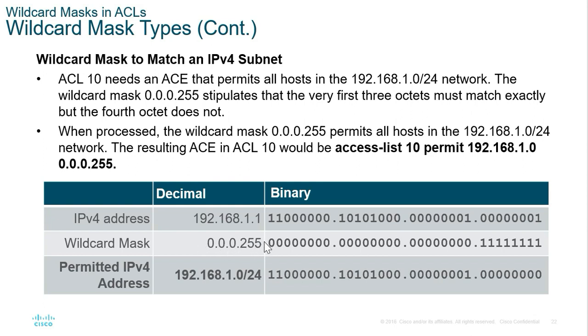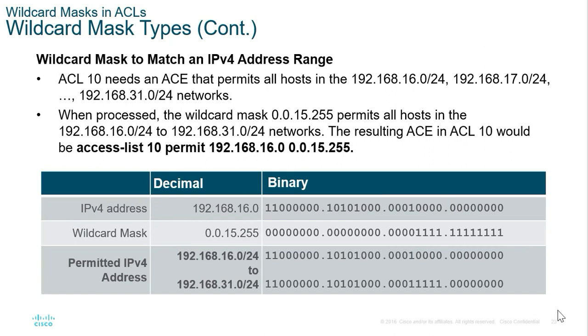Yang selain daripada ni we don't care. It can be 0, it can be 1, 2, 3, 254, whatever. As long as it matches 192.168.1. Here is another example using wildcard mask 0.0.0.15.